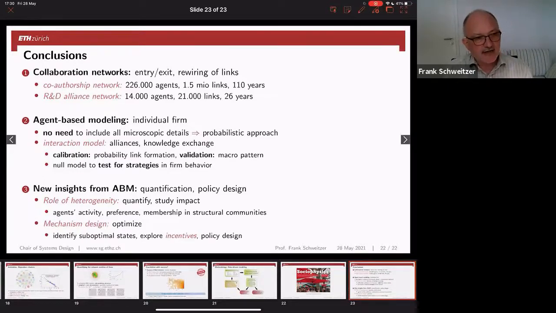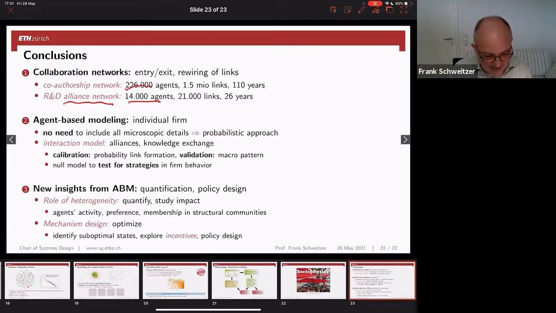Our major interest is in collaboration networks. Why is this interesting? Because collaboration networks, as you have seen in this video, are very, very dynamic systems. All the time, new firms enter the network, other firms leave, new collaborations are established, and so forth. So I talked today about the R&D network with about 14,000 firms and 21,000 collaborations. But as I said, we also did this for scientists, where we have 226,000 scientists and 1,500 different collaborations.